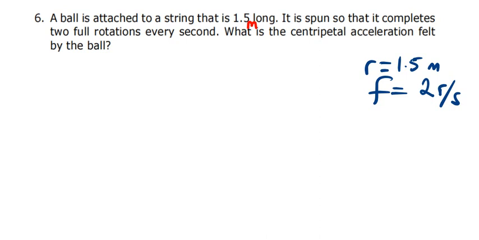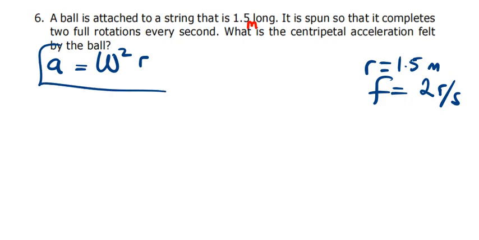And the way you find your centripetal acceleration is equal to your angular velocity squared multiplied by r. This is the formula for the centripetal acceleration. So basically it means we're supposed to find what the angular velocity is for us to be able to solve this question. So how are we going to find the angular velocity?